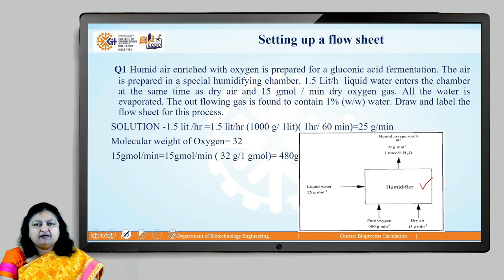1.5 liter per hour liquid water enters the chamber, and at the same time, 15 gram mole per minute dry oxygen gas also enters the process. All the water which is supplied is evaporated. The outflowing gas is found to contain 1% weight by weight water. Now here we need to draw the flow sheet for this process, as per the procedure of material balance we just explained.